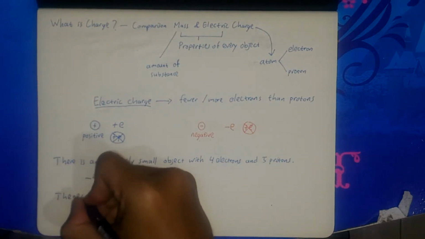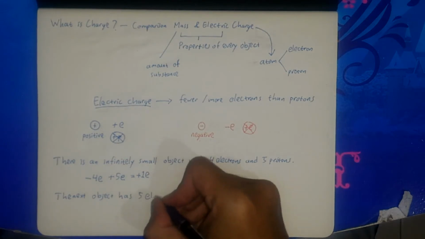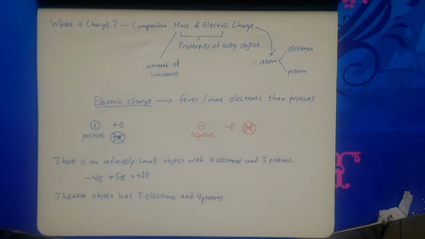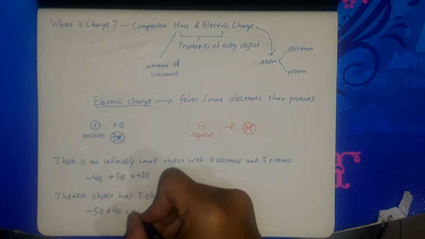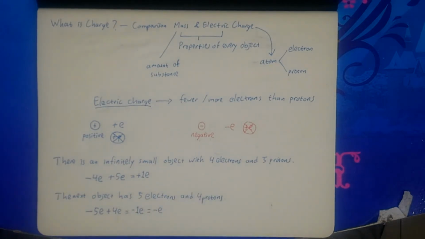Okay, let's do another problem. The next object has 5 electrons and 4 protons. The charge of the object, therefore, is negative 5e plus 4e, which equals negative 1e, or just negative e. Well, I think this is good enough to understand about electric charge for now.